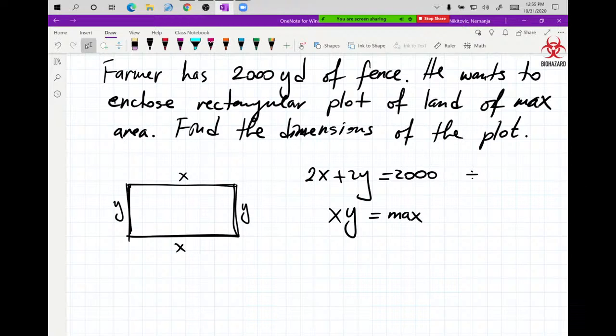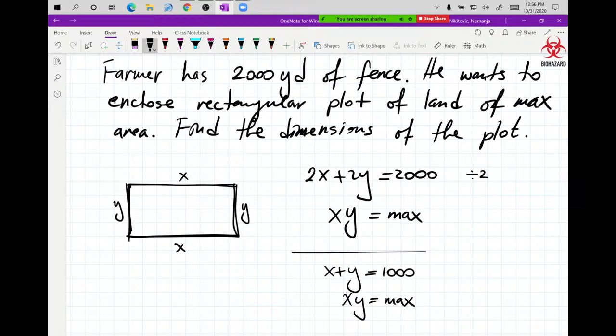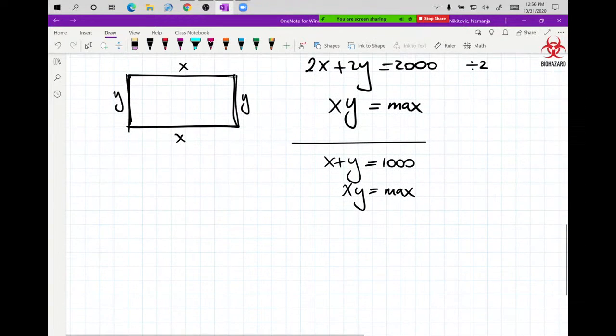And when you divide here by 2, you have x plus y equals to 1,000 and xy equals to max. Aren't you going, hey, this used to be equal to 18, now it's equal to 1,000? Yeah, same thing. So all of these problems, guys, will work out this way, right? You will get your two equations, and then eventually you just have to solve them.